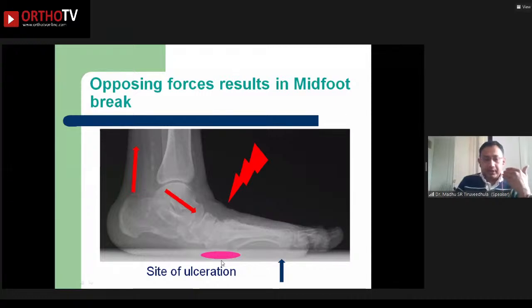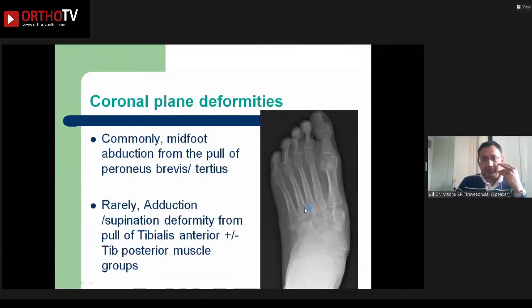As the deformity progresses, the bones start to protrude toward the skin, and people develop ulceration over the bony prominences. In the coronal plane, when the deformity starts at the midfoot, the rest of the foot starts to go to one side. Most commonly, it goes into abduction due to the intact peroneus brevis pushing on the fifth metatarsal and causing the forefoot to abduct. It can be a simple two-plane deformity of abduction, or if the peroneus tertius is acting, it causes a pronation deformity as well. Very rarely, you can see an adduction deformity, which is due to the tightness of the tibialis anterior and tibialis posterior tendons.